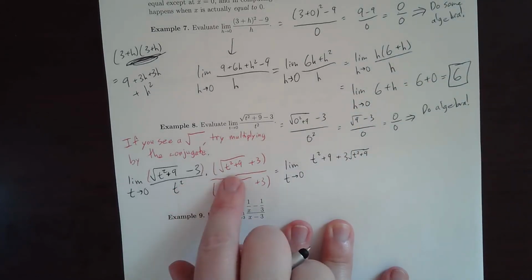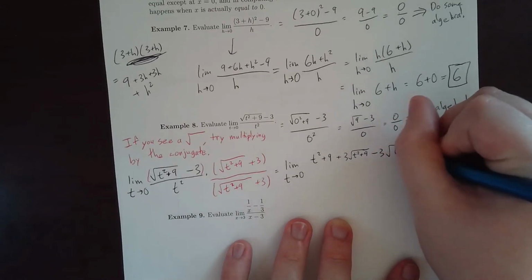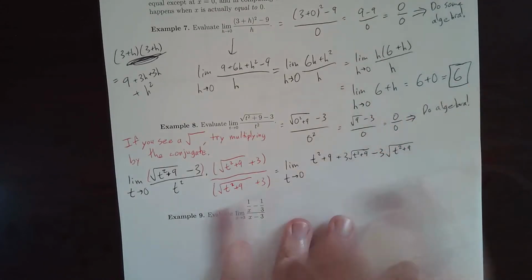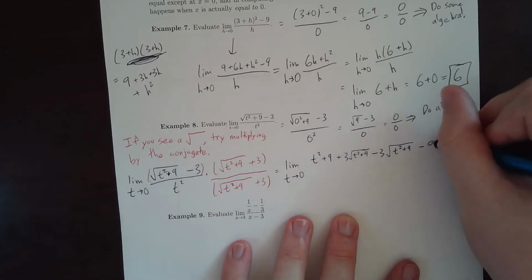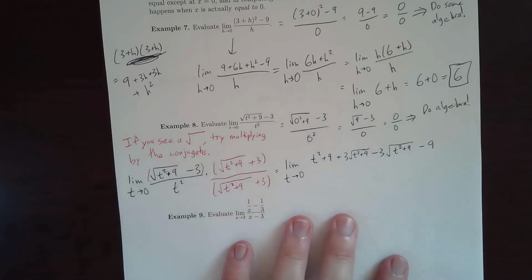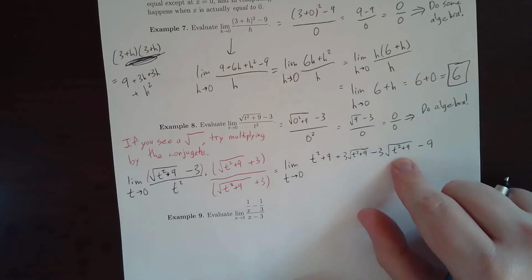Plus negative 3 times the square root of t squared plus 9, so minus 3 square root of t squared plus 9. And then we'll multiply the last two terms together and get negative 9. So negative 3 times 3 will be negative 9. And so that's in the numerator. But so we had our first term, our outer, our inner, and our last term.